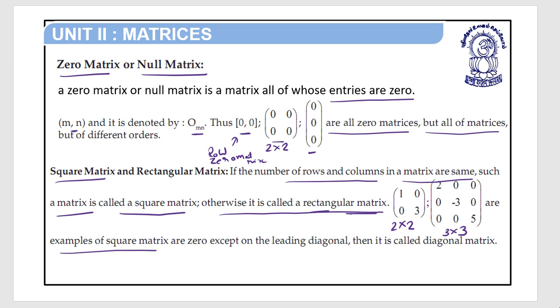An example of a square matrix with all entries 0 except on the leading diagonal is called a diagonal matrix. Here the diagonal entries are 2, minus 3 and 5, and all the other entries are 0, so it becomes a diagonal matrix.